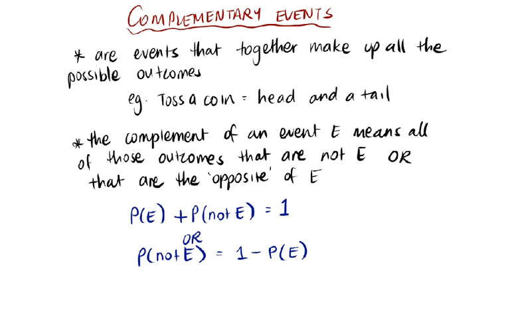For example, when we toss a coin, the possible outcomes are to get a head or a tail. The complement of an event, E, means all of those outcomes that are not E or that are the opposite of E. Because an event and its complement cover all possible outcomes, the sum of their probabilities must equal 1. So that basically means that the probability of E, so the probability of an event, plus the probability of not the event, so any of the outcomes that aren't going to happen, must equal 1.